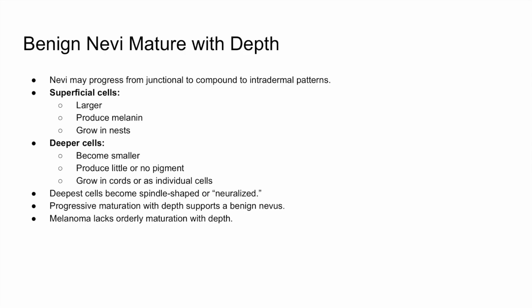This organized transition from large superficial cells to smaller, less active deep cells is reassuring because it suggests that the cells are differentiating rather than becoming more aggressive. Melanoma often lacks this orderly maturation, with atypical cells remaining large and proliferative at deeper levels. So loss of maturation is therefore concerning, although it must be interpreted with the lesion's symmetry, cytologic atypia, mitotic activity, and other histological findings.